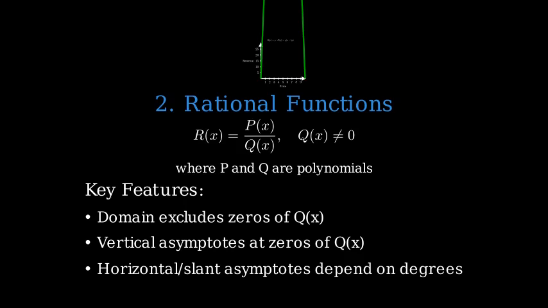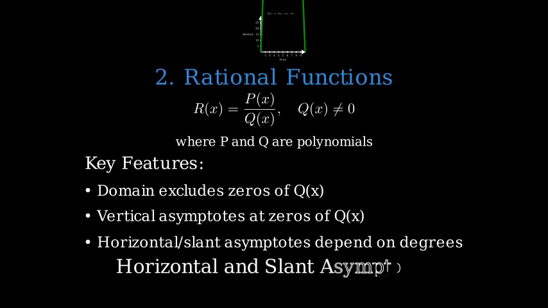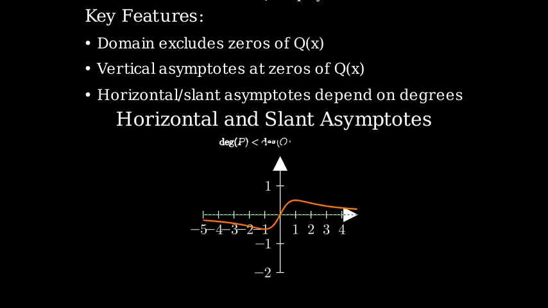Vertical asymptotes occur at zeros of the denominator, unless cancelled by factors in the numerator, and horizontal or slant asymptotes depend on the degrees of the numerator and denominator polynomials. The behavior of the horizontal asymptote depends on the relationship between the degrees of p and q. If the degree of p is less than the degree of q, the horizontal asymptote is at y equals 0.